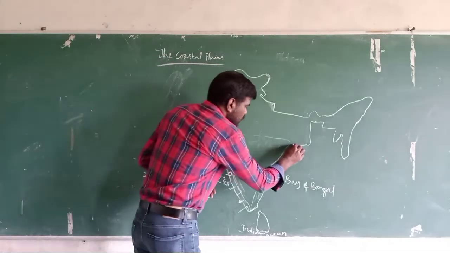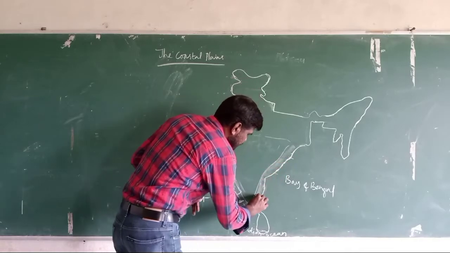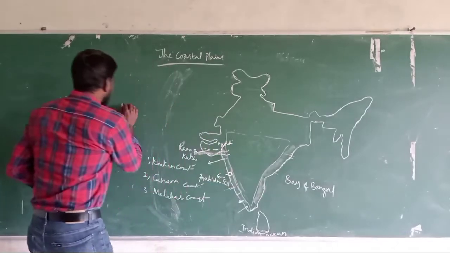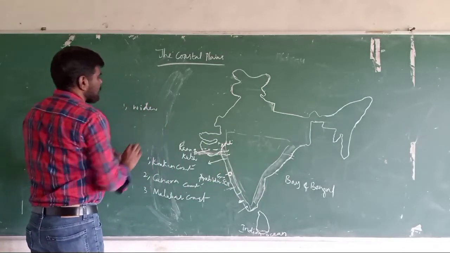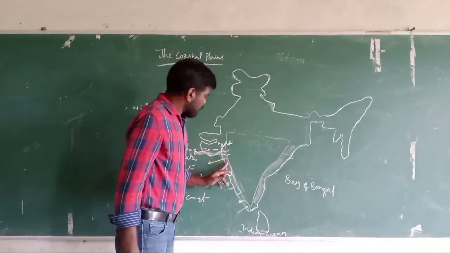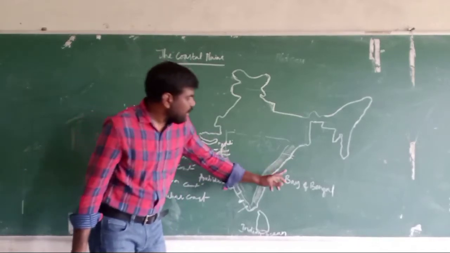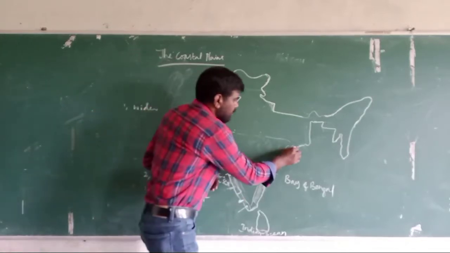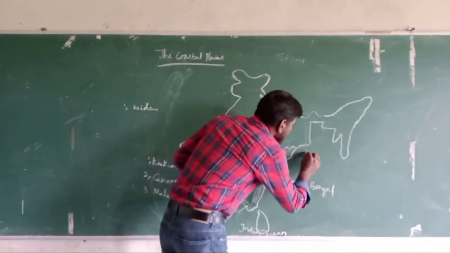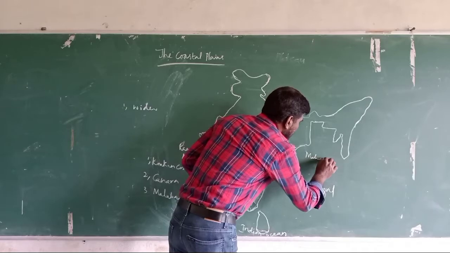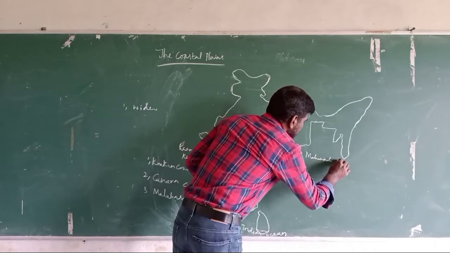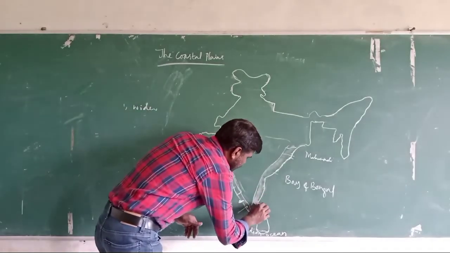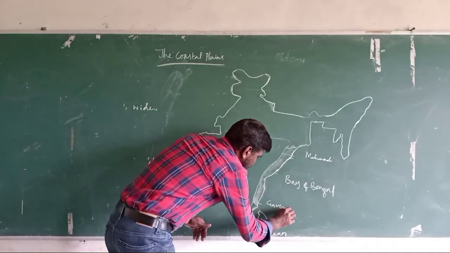Now coming to eastern coastal plains. Eastern coastal plains are wide. They are wider than western coastal plains. They are formed along the Bay of Bengal. They start from Mahanadi to Kaveri Delta.